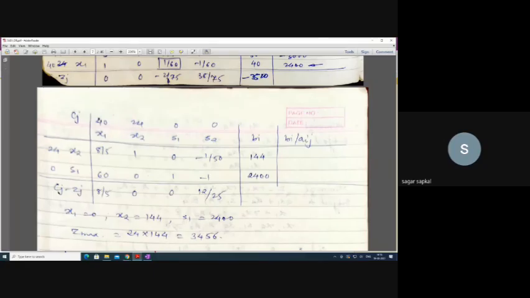Okay, now the values are x1 is equal to 0, x2 is equal to 144, s1 is equal to 2400, and our Zmax is 3456. Now you can cross check these values with your previous two solutions, one by graphical method and one by big M method.